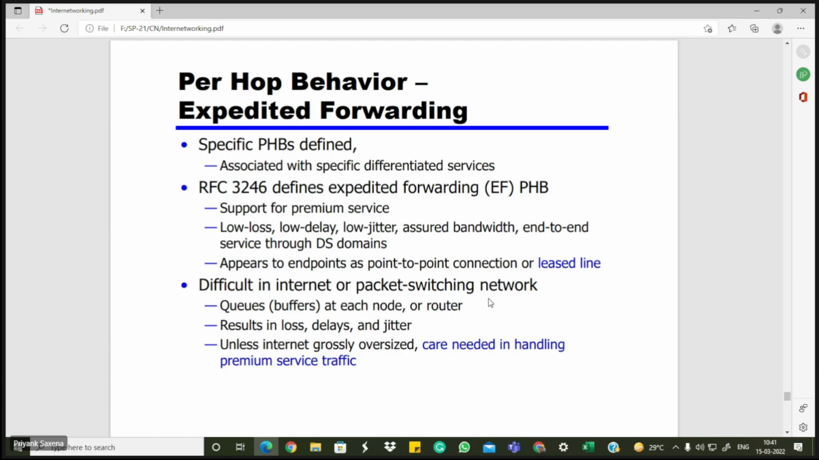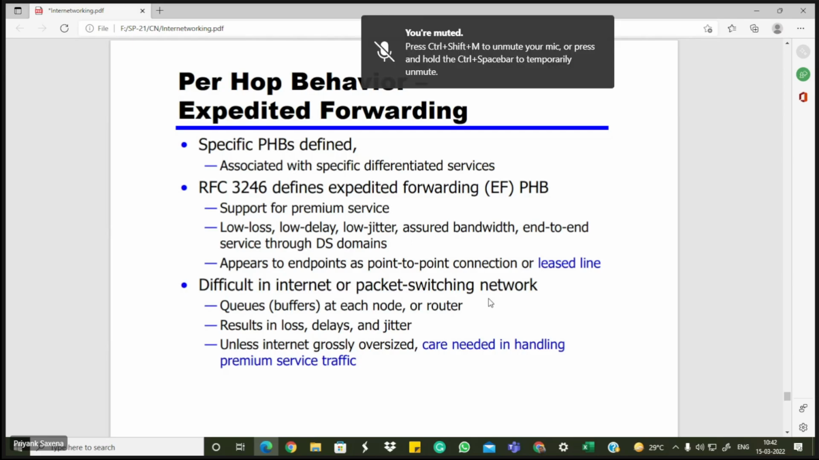As you know, at each router there will be some queue and the packets are buffered waiting to use a shared output link. It is the queuing behavior at each node that results in loss, delays and jitter. Thus, unless the internet is grossly oversized to eliminate all queuing effects, care must be taken in handling traffic that is granted premium service, to assure that queuing effects do not result in loss, delay or jitter. There are per hop behaviors for this.